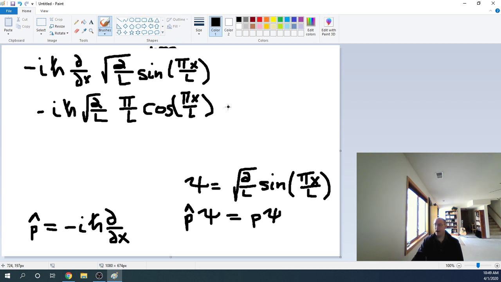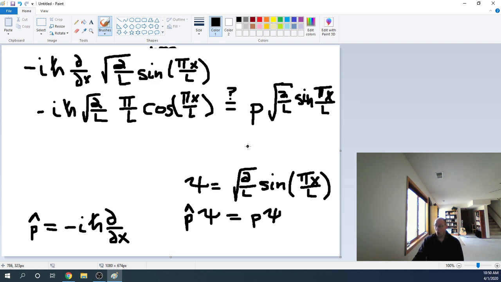Okay, now I perform the operation. Now, if this is the standard eigenvalue problem, I'm going to ask: is that equal to a constant times the original function back? Here p is the constant that would be the eigenvalue. Is this equal to some constant p times the square root of 2 over L times the original function, sine of pi x over L again?